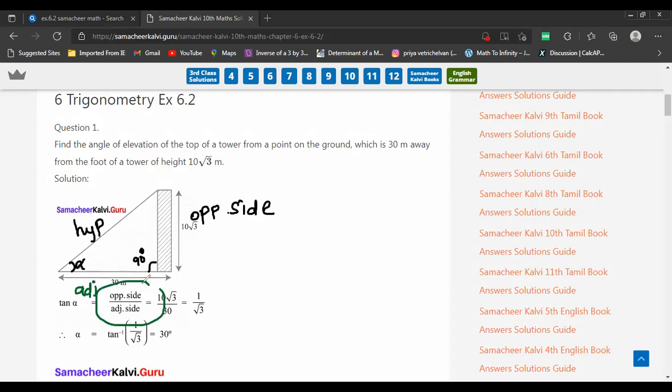So let's substitute in the opposite side and adjacent side. Opposite side is 10 root 3 and adjacent side is 30. So if you simplify this, you will get the answer as root 3 upon 3. Simplify this further, you will get 1 upon root 3. So take alpha. Alpha is equal to tan inverse of 1 upon root 3. What is the value of 1 upon root 3? 30 degree. It's 30 degree. Yes.